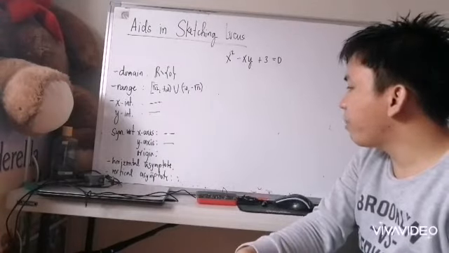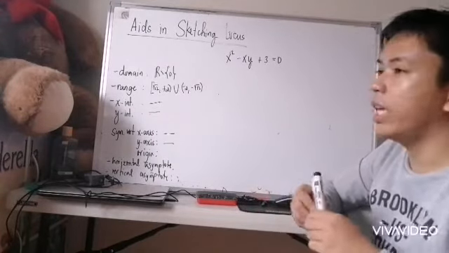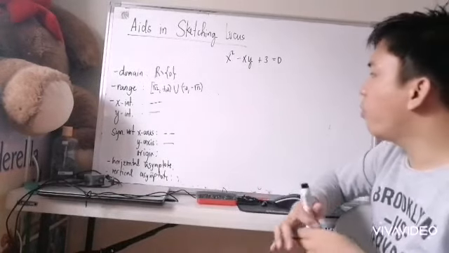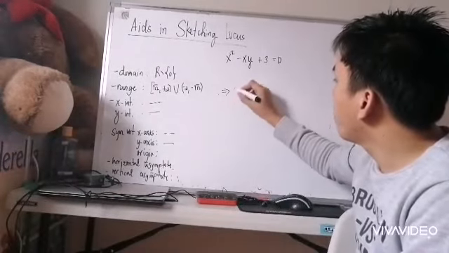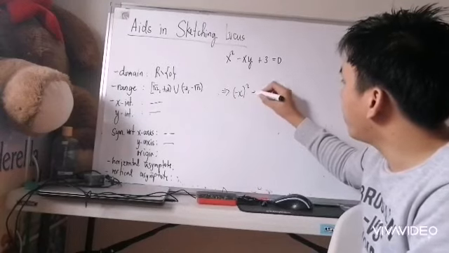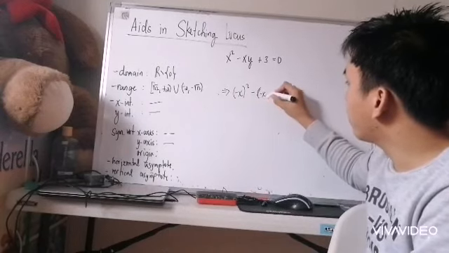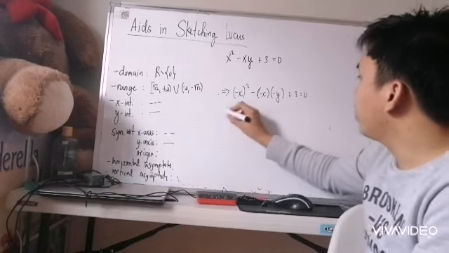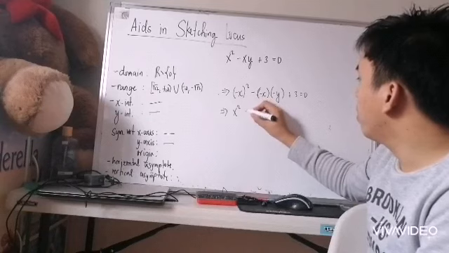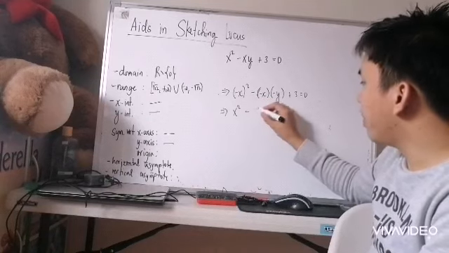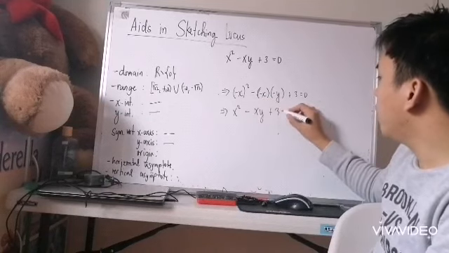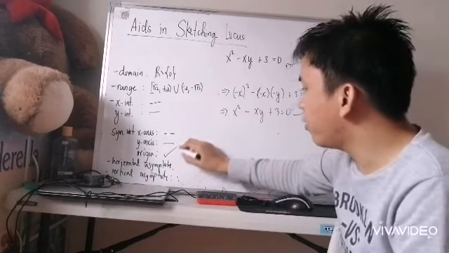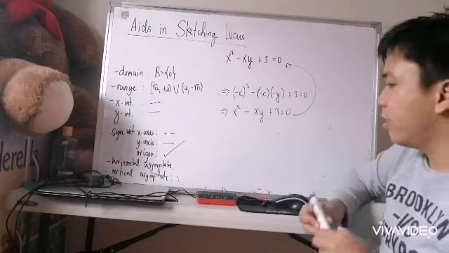So let's check if it's symmetric with respect to the origin. So the existence of both the additive inverse of x and the additive inverse of y. So negative x squared minus negative x times negative y plus 3 equals 0. This becomes x squared minus xy plus 3 equals 0, the same as the original equation, therefore this is symmetric with respect to the origin.